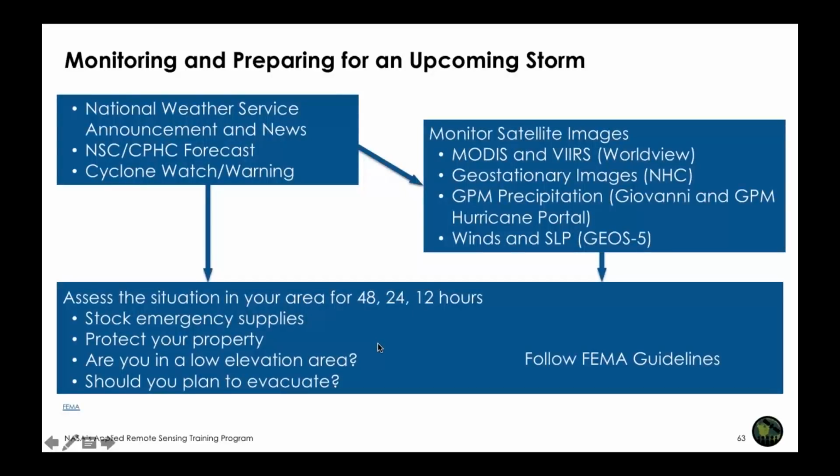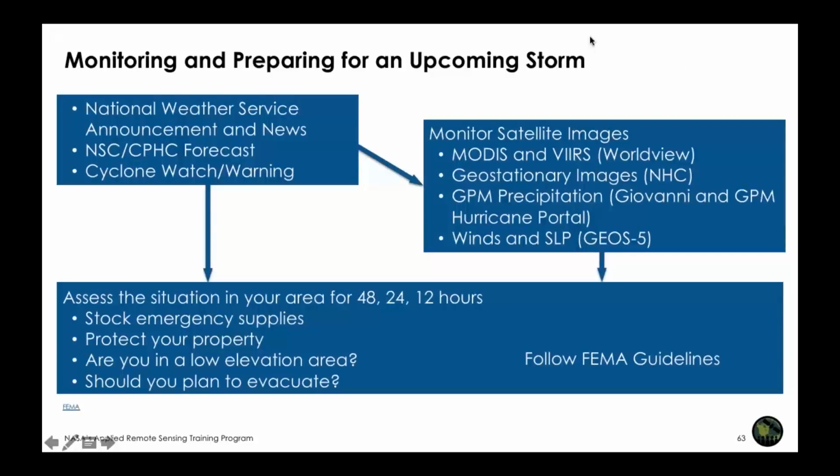Okay, so here is the summary of what we talked about today. For monitoring and preparing for an upcoming storm, you would start with the National Weather Service announcement in your area. Look at the local news. If you're in the US, the National Hurricane Center. If you are everywhere else, it is either the Joint Typhoon Center or the Central Pacific Hurricane Center.